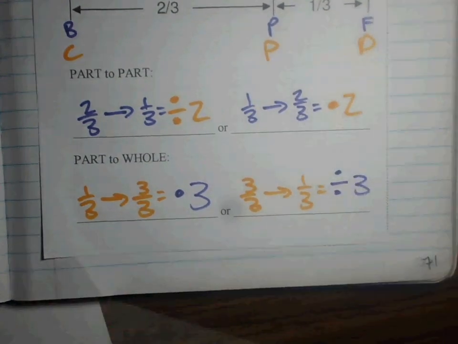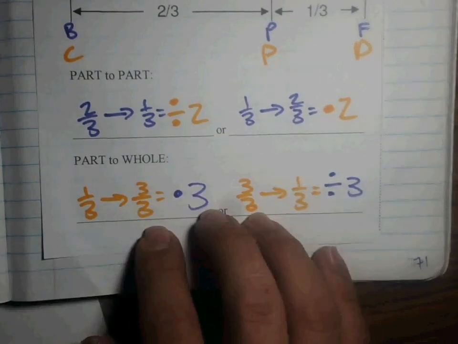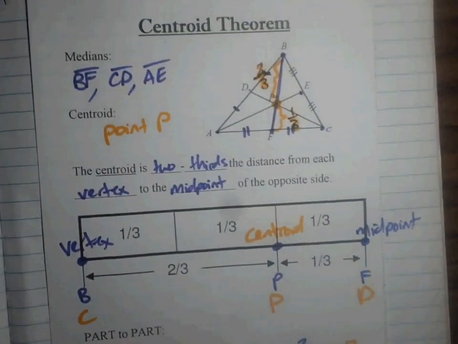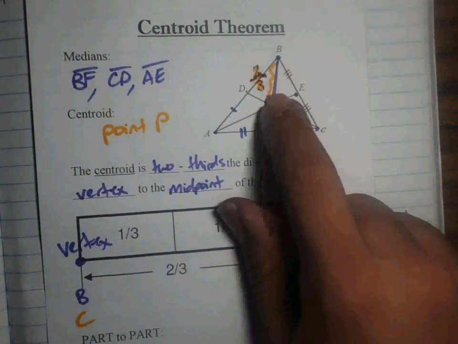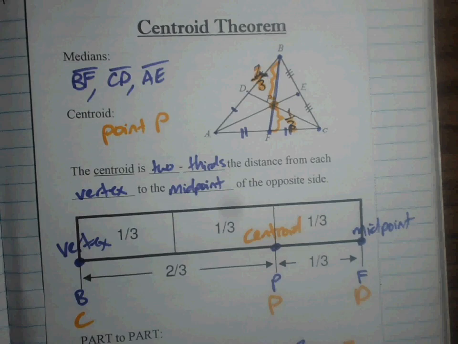Again, this will make way more sense when we look through the notes and do the examples. But that's the idea. For any centroid, the distance from vertex to centroid is 2/3 of the way, where this is just 1/3, and the whole thing is the whole 3/3.